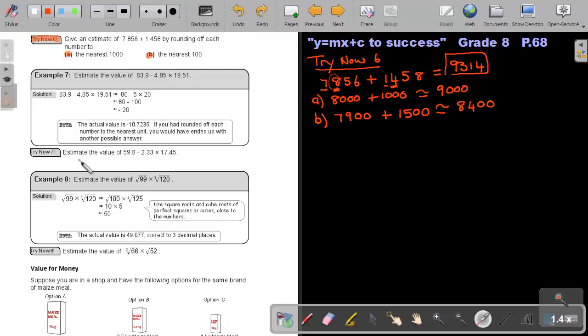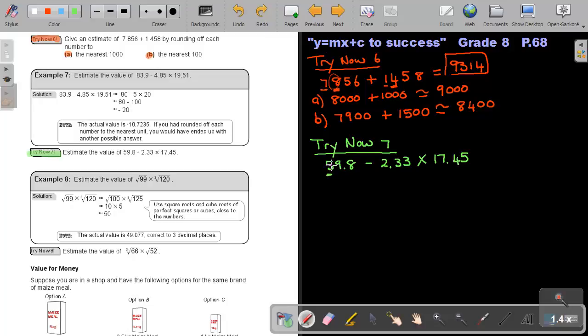Okay, do this one for me. Try now 7. We're also going to do it. Okay. Let's just write it down first. So 59.8 minus 2.33 multiplied by 17.45. Let's do the same. We approximate this one. It's actually to the nearest 10. Unit will be the same answer.